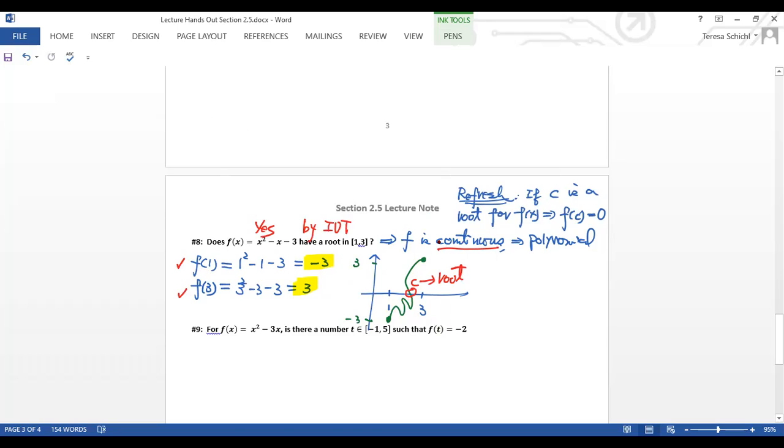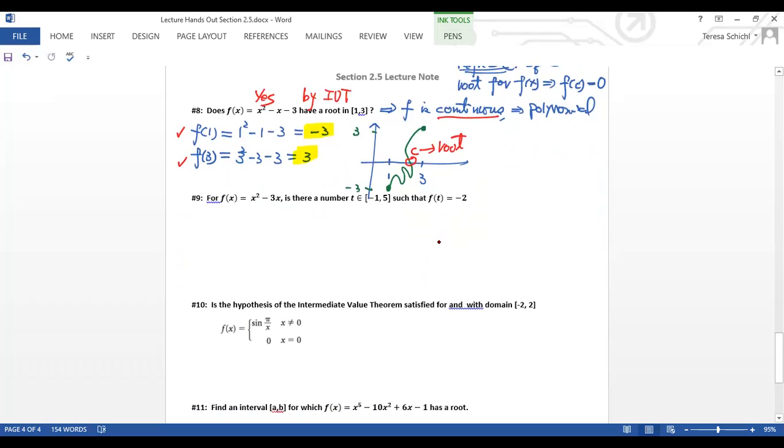Okay, now let's take a look at number 9 here. We said f of x is x squared minus 3x. So is there a real number t between negative 1 and 5 such that f of t equals negative 2? Well, let's take a look here. This is continuous because it's a polynomial. So first, I know f of x is continuous, right?